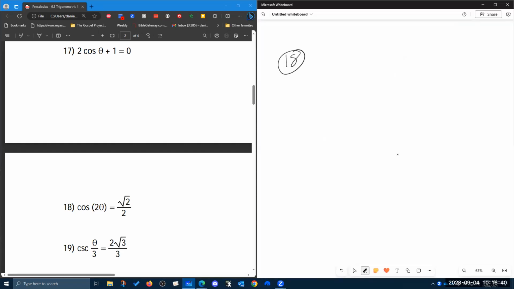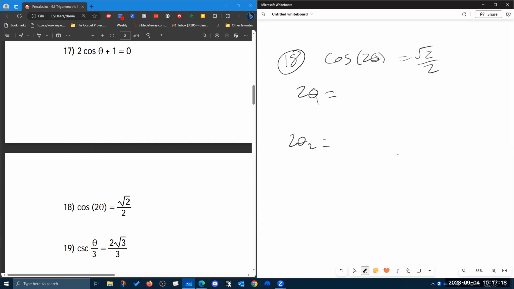Number 18, cosine of 2 theta is equal to √2/2. We already talked about how to deal with 2 theta situations a little bit ago, but since we're not on an interval of 0 to 2pi, let's think about how this is going to happen. So 2 theta is going to be equal to this, or 2 theta is going to be equal to this.